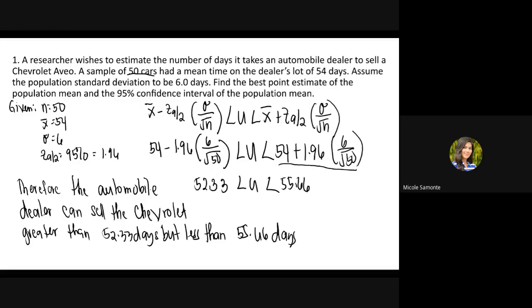But to make it more formal, you could say hence the automobile dealer can sell the car greater than 52.33 days but less than 55.66 days. But if you are going to make your final answer into a word lang na greater than 52.33 but less than 55.66, that's still accepted. Notice that I use Z alpha over 2 instead of T alpha over 2, yung t-test, kasi ang sample size ko ay 50, greater than 30, at meron akong population standard deviation. Okay, question?